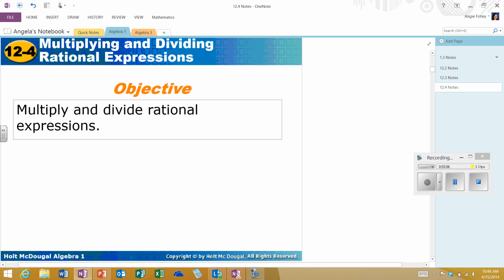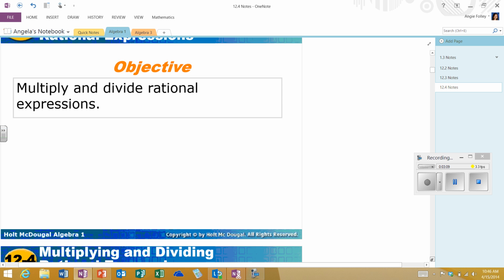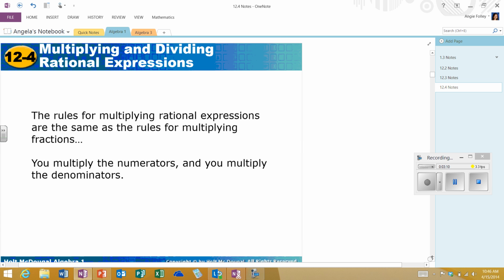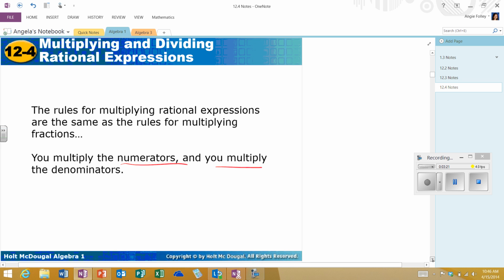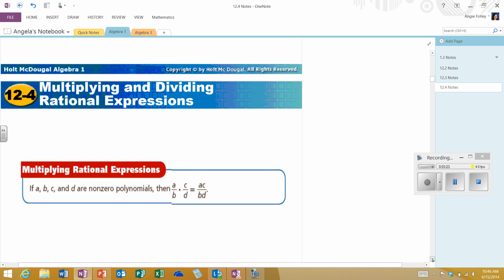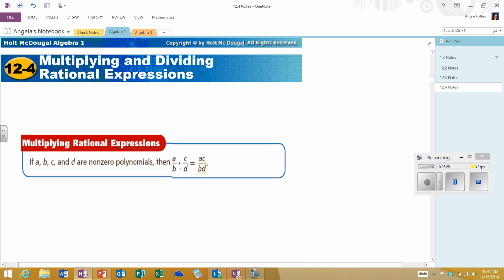So we're going to look at multiplying and dividing rational expressions today and how to simplify those. The rules for multiplying rational expressions are the same as the rules for multiplying fractions. You just multiply the numerators and then you multiply the denominators. So how we just multiplied straight across, that's how we would do it. For example, if I have a over b times c over d, I just multiply the a times the c and then the b times the d. You just multiply straight across.